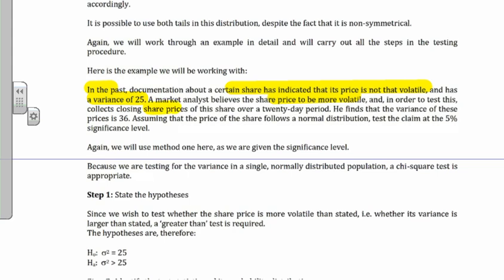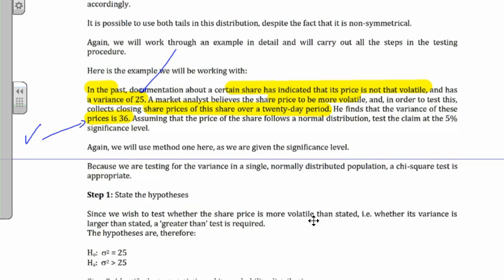He collects share prices over a 25-day period, and he sees, no, look over here. The variance is 36. Now, what would you say straight away? That a variance of 36, which will obviously translate into a standard deviation once you root it, versus a variance of 25, the variance of 36 is way more volatile. So he has kind of proven his point, but by now we know that we don't prove points like that.